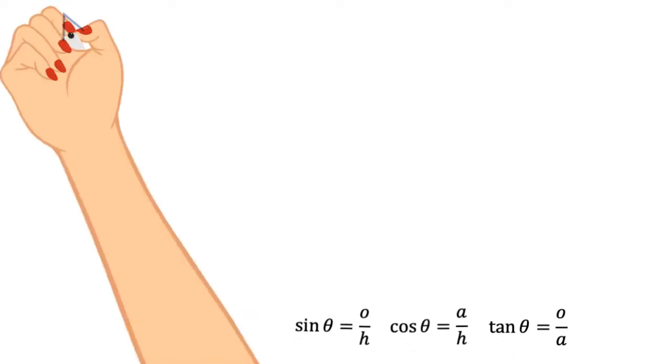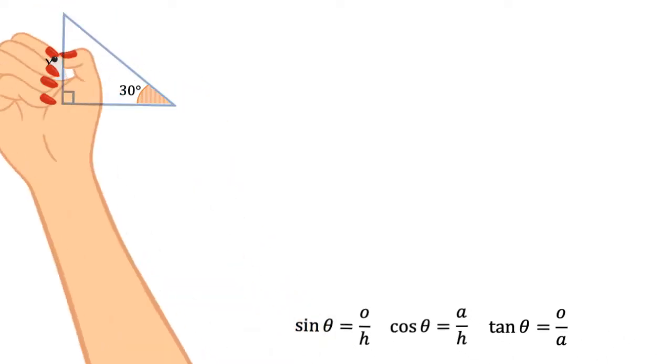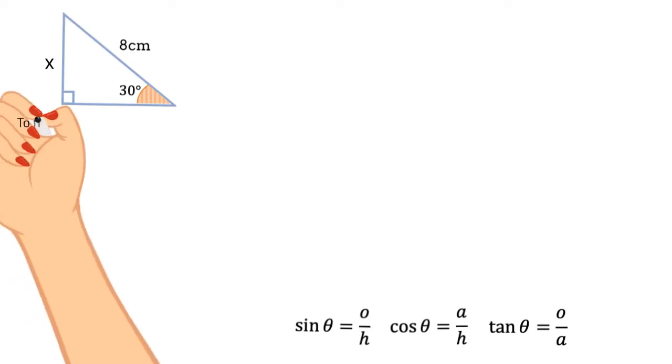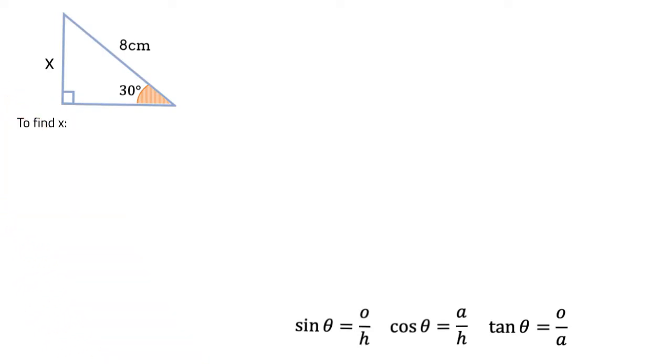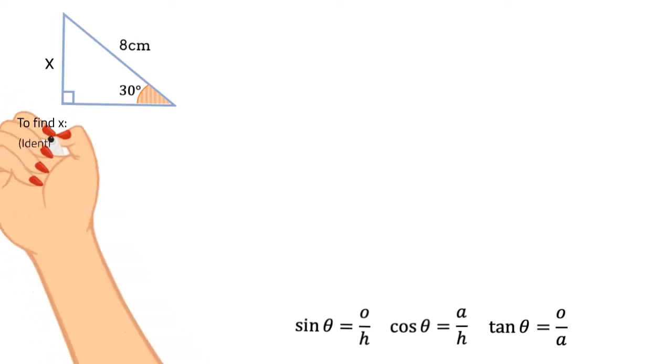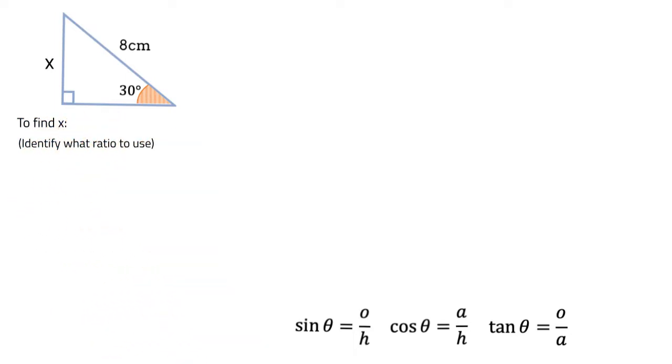Now let's look at solving a problem using these trig ratios. I recommend having them written down on your page somewhere. So we have this triangle and we want to find x. First we need to identify what trig ratio to use. And to do that I'm going to label my sides. And I have h, which leaves me with sine and cos. But I want to find the opposite, O, which means I have to use sine.